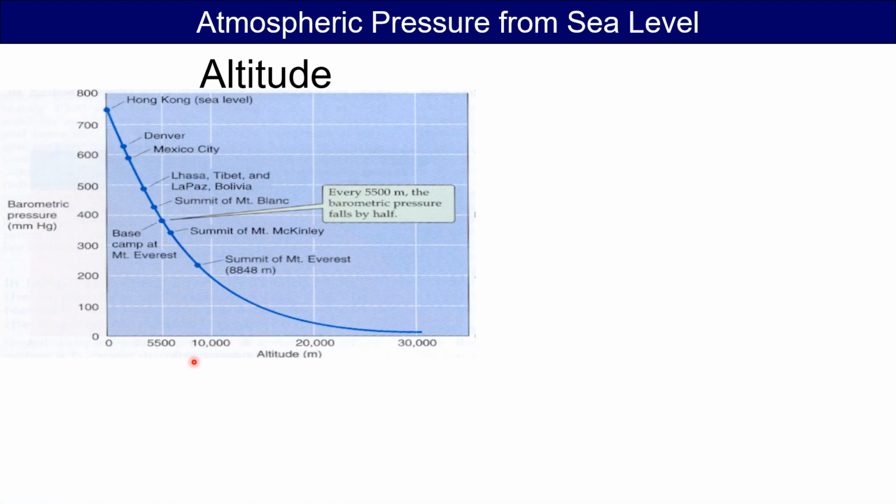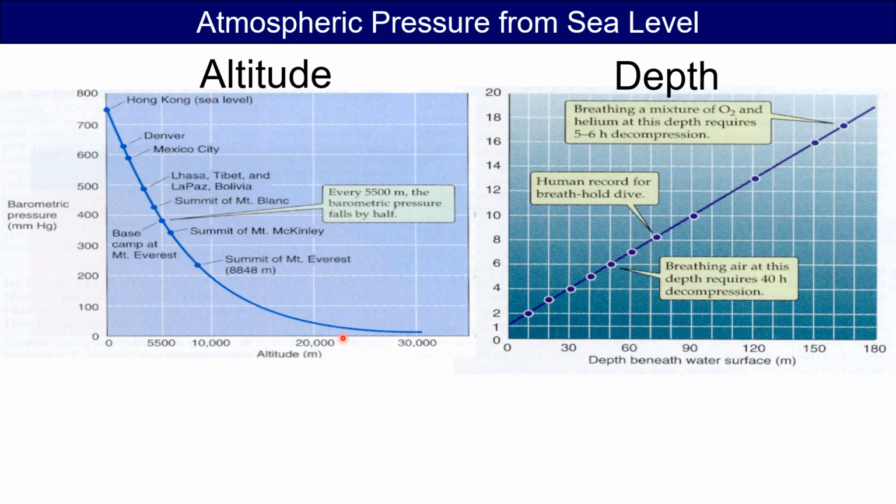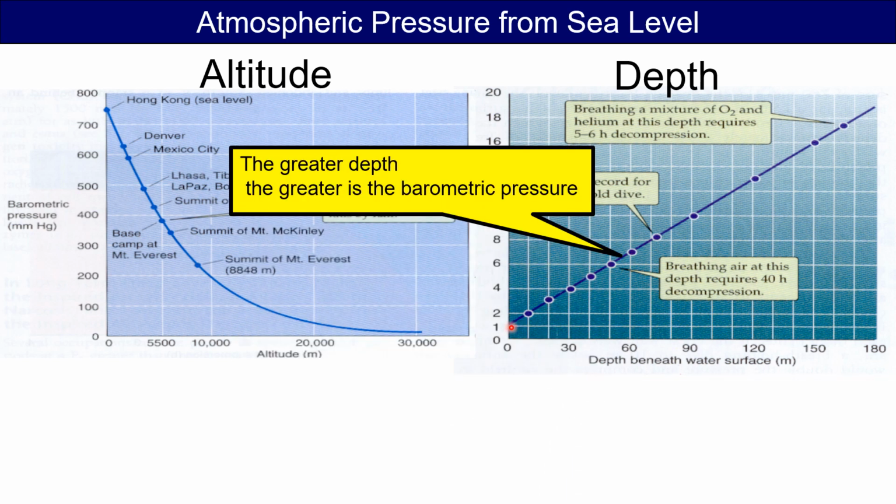Now, let us discuss the changes in atmospheric pressure from sea level. Here is a graph showing to you the relationship in the x-axis of altitude and the barometric pressure on the y-axis. And as you can see, the greater the altitude, the lower is the barometric pressure. Now, here is another graph showing to you the relationship between the depth beneath the water surface in the x-axis and barometric pressure in the y-axis.